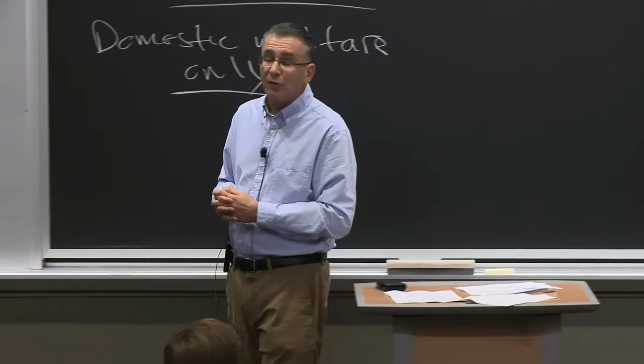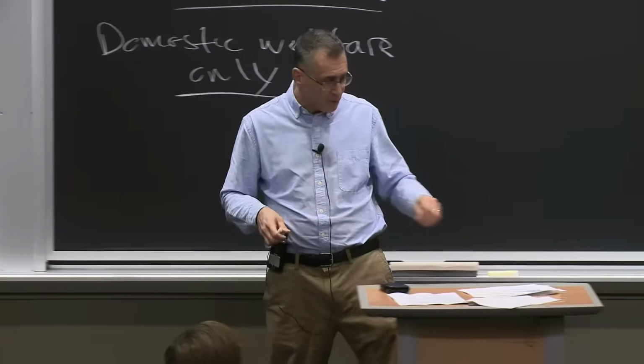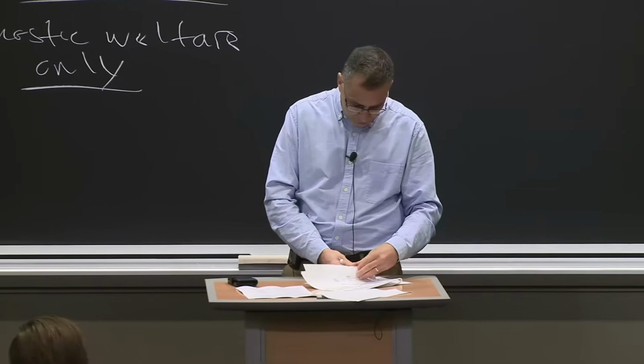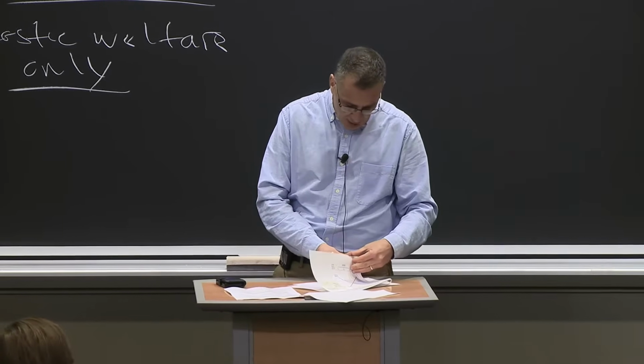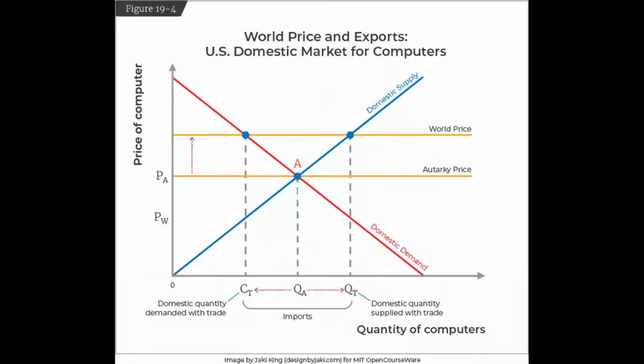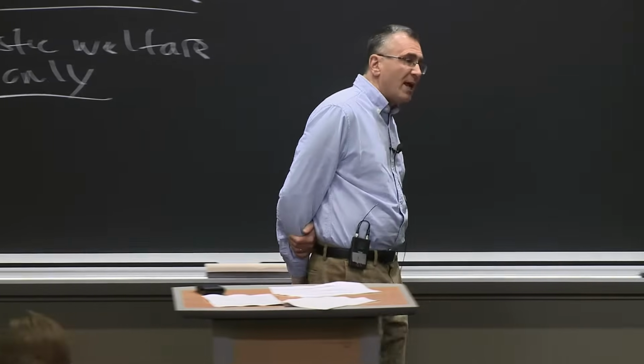Okay, so now that's imports. What about exports? Let's flip and think about computers. Let's go to figure 19.4 and talk about computers. For computers, once again, we start at point A. We start with computers under autarky without trading. The price is where demand equals supply at P sub A, and the quantity is Q sub A. And that's the initial equilibrium for computers. Now we open up to trade.